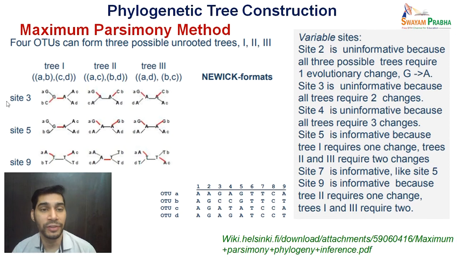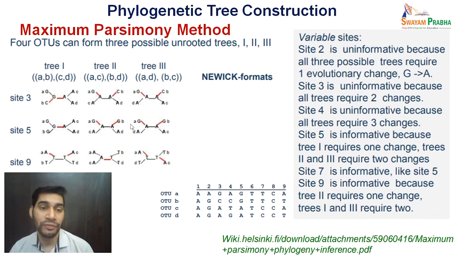Now coming back to these variable sites, site 3 is also uninformative because all trees require two changes, as you can see with the red lines here. Site 4 is uninformative because all three require three changes. I haven't shown site 4 here because it is just like site 3. Site 5 is informative because tree 1 requires only one change, whereas trees 2 and 3 require two changes. The same is the case with site 9, which is just like site 5. Site 9 is informative because tree 2 requires one change and trees 1 and 3 require two changes.